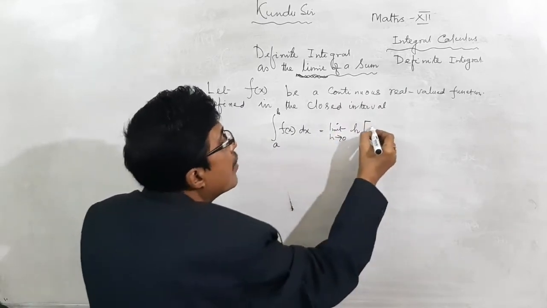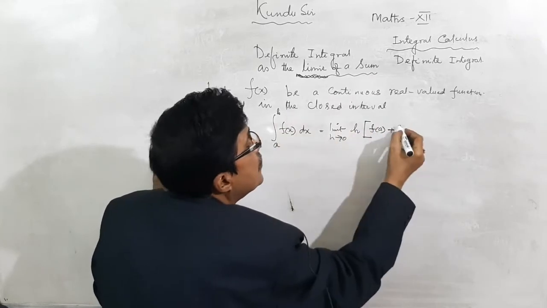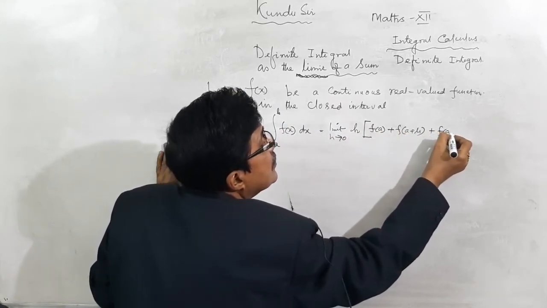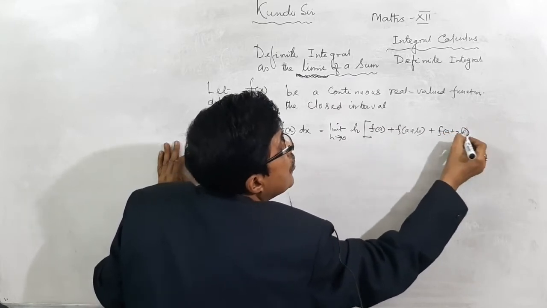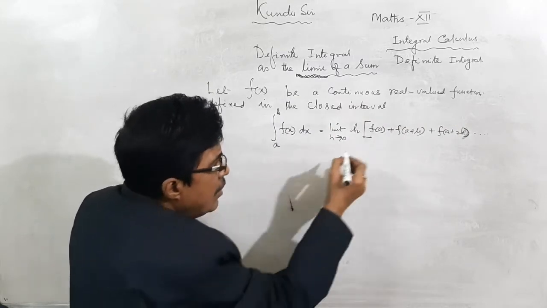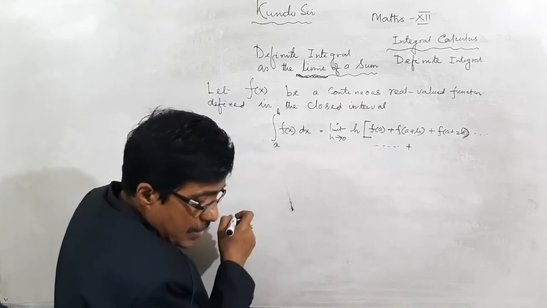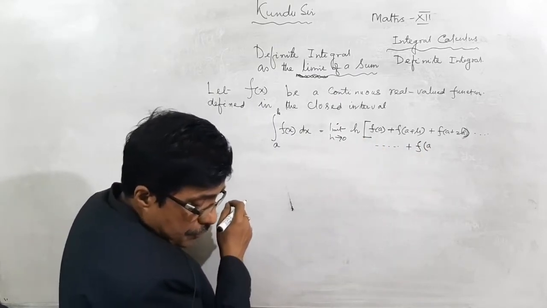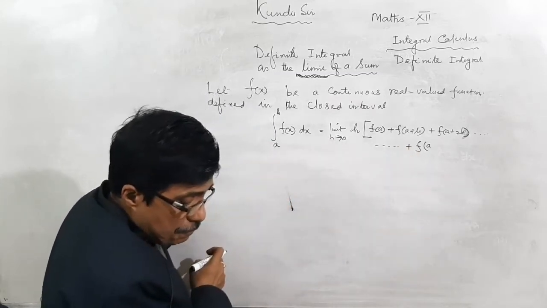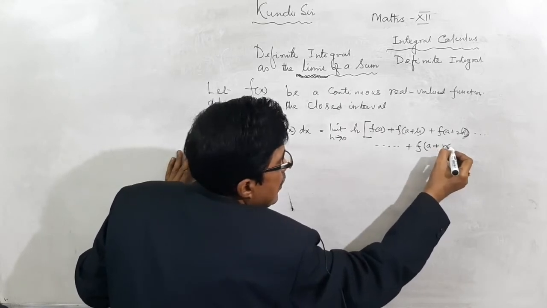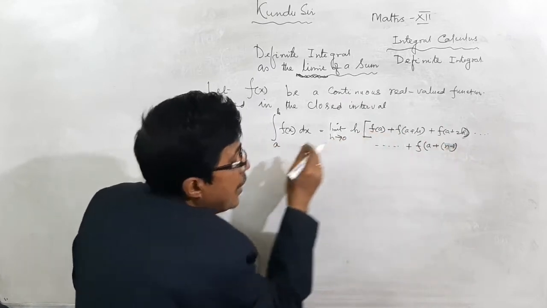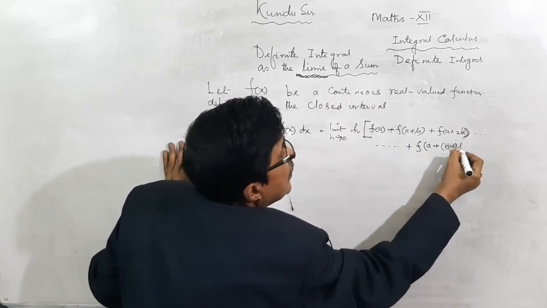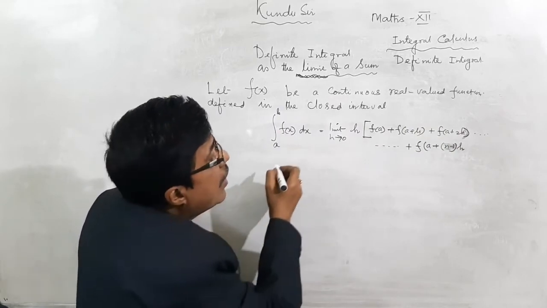Now f(a), then f(a+h), then f(a+2h), and thereafter up to f(a+(n-1)h). So we write f(a), f(a+h), f(a+2h), and f(a+(n-1)h) times h.